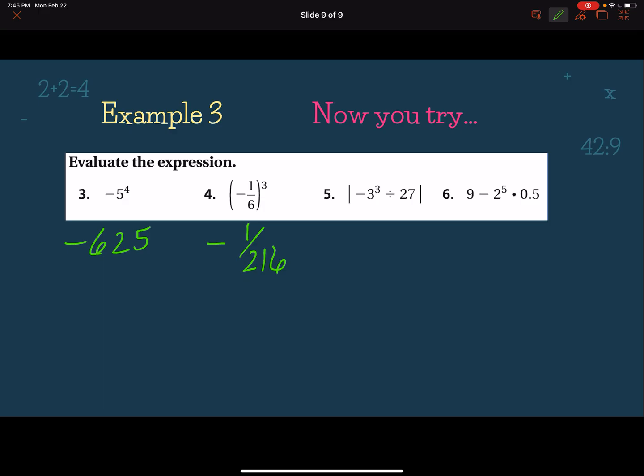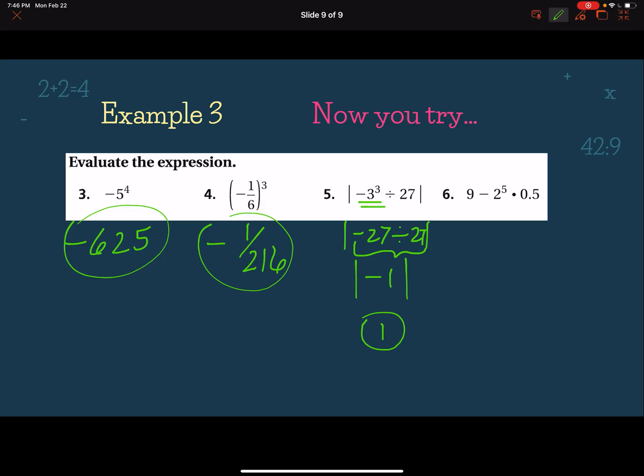Number 5, we want the absolute value of negative 3 to the 3rd power divided by 27. We need to, first of all, simplify our power. So put that into your calculator. And we would get negative 27 divided by 27. Bring the rest of that down. Go ahead and do that work into your calculator. You're going to get negative 1, which is still inside the absolute value lines. Now we simplify those, and the absolute value of negative 1 is positive 1. Circle these answers.